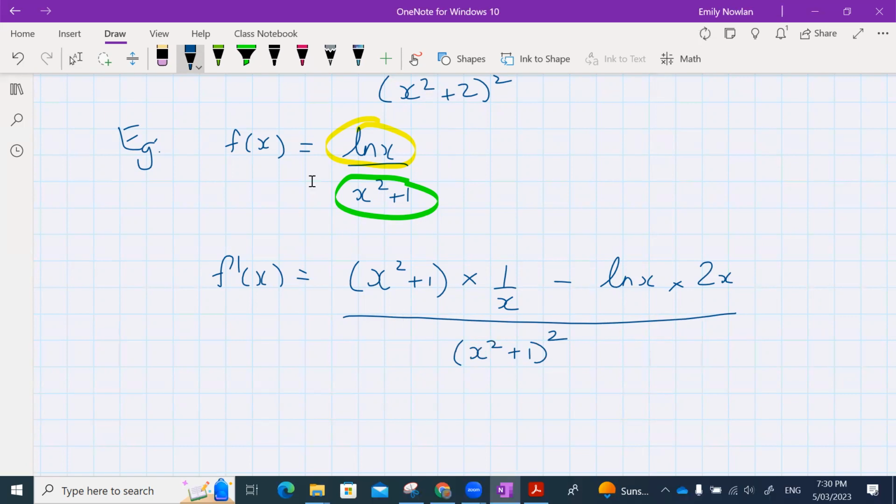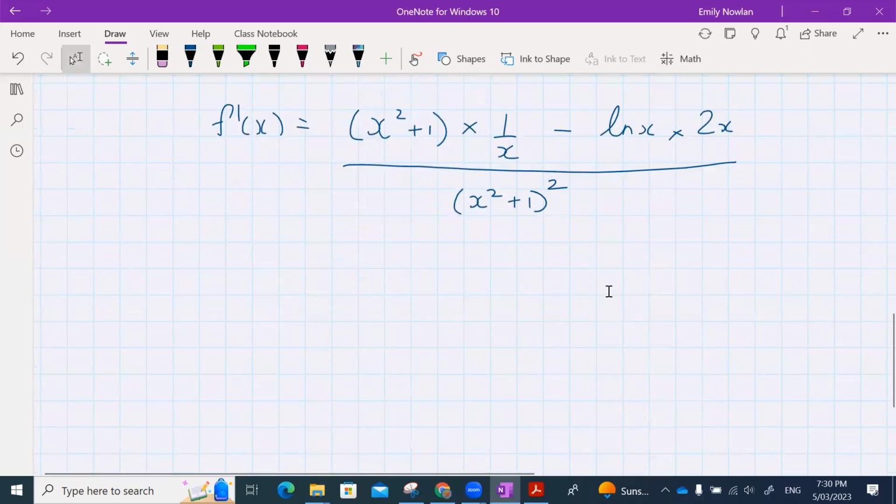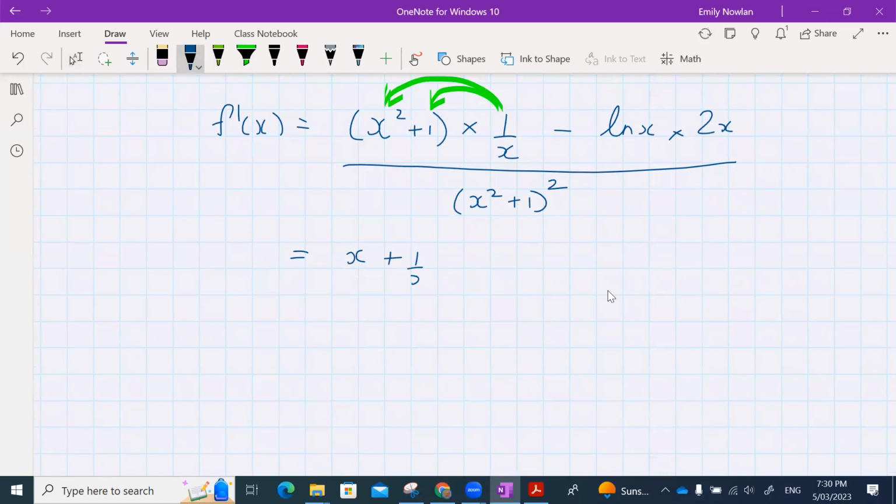Okay, now let's clean this up a little bit. Like we said before, when you have brackets, you can expand with the number out the front. So let's clean that up a bit. x squared over x times 1 over x is just x, plus 1 on x, minus, now the 2x, we would just usually write that in front of the ln x.